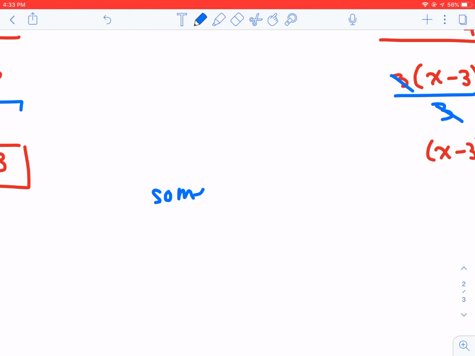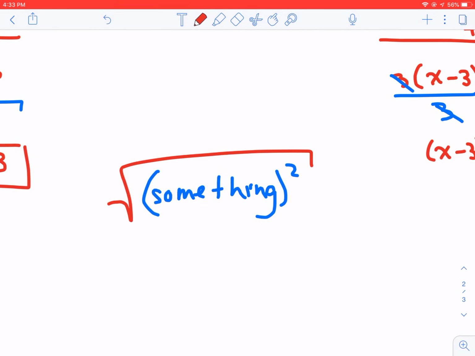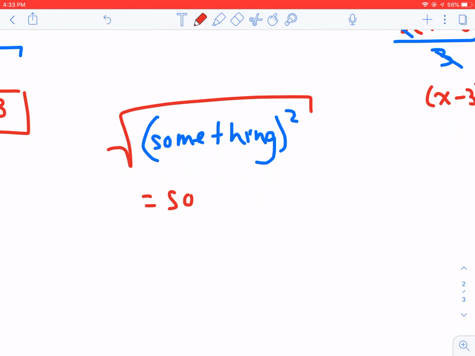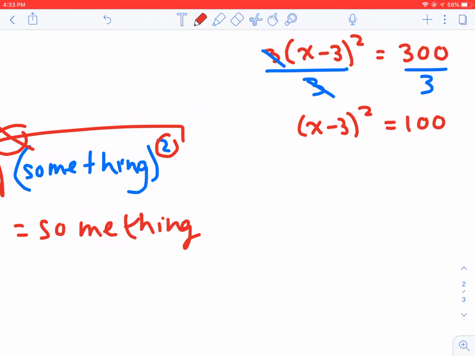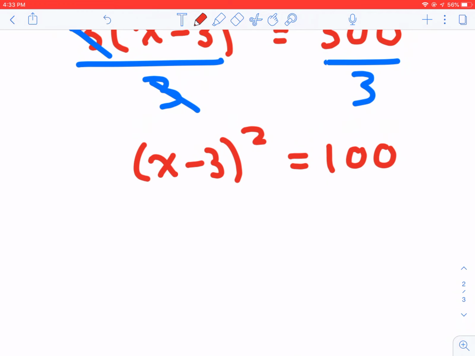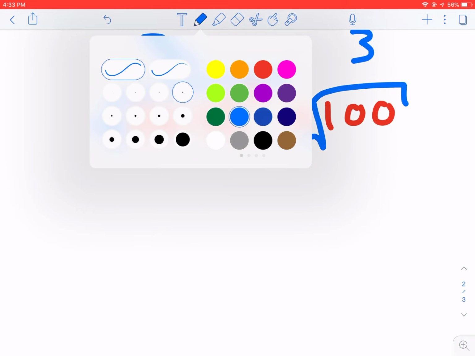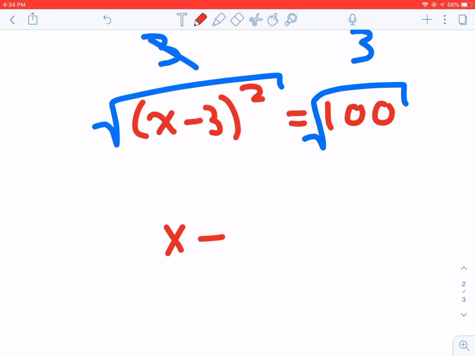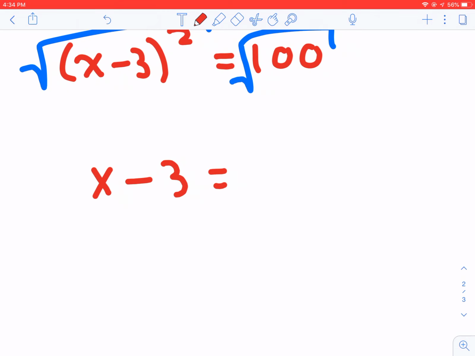So again, the idea is if you have something squared and you take the square root of it, what you get is equal to something, right? Because that and that, again, cancel out. So the something in this problem right here, that is x minus 3. So when I take the square root of x minus 3 squared, I get just x minus 3. Right, and that's square root of 100, that is 10. Do not forget your plus or minus.